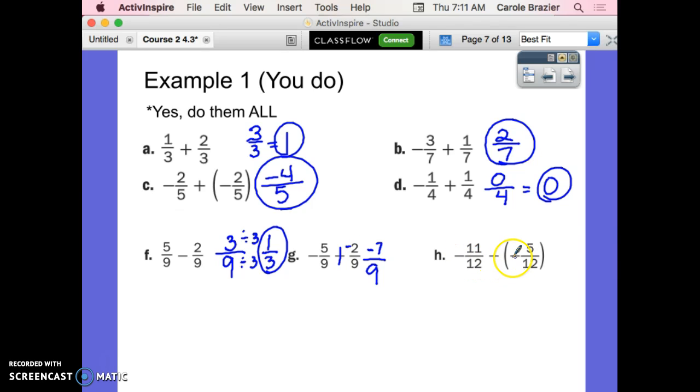This one, I'm still going to end up with a keep change, and then since I have two different signs, I'm going to subtract. So you're left with 6/12, -6/12 because my negative's bigger, and you're left with -1/2 to end with.